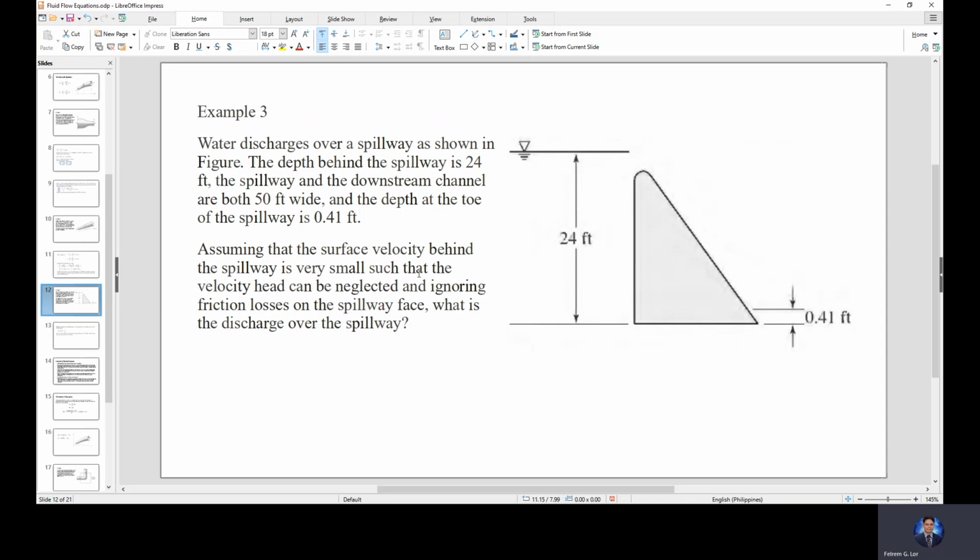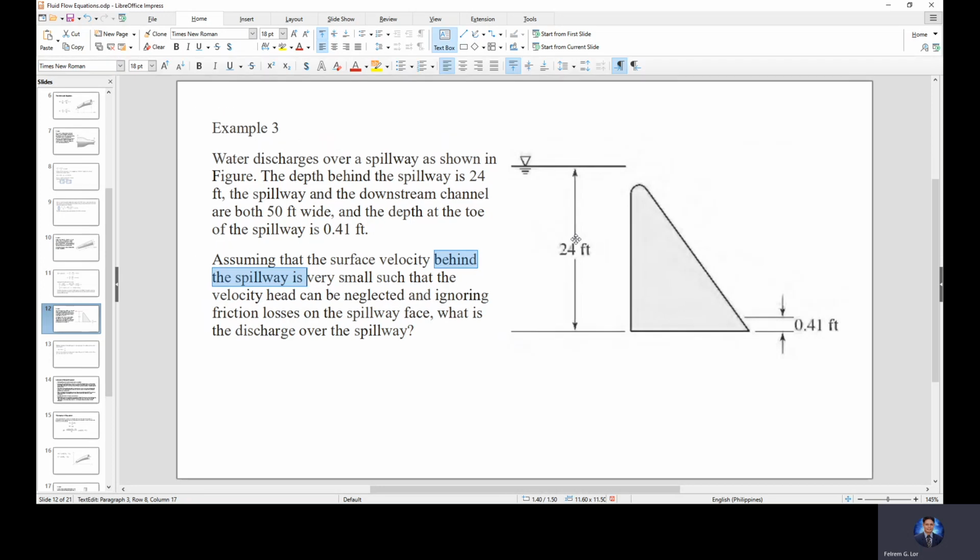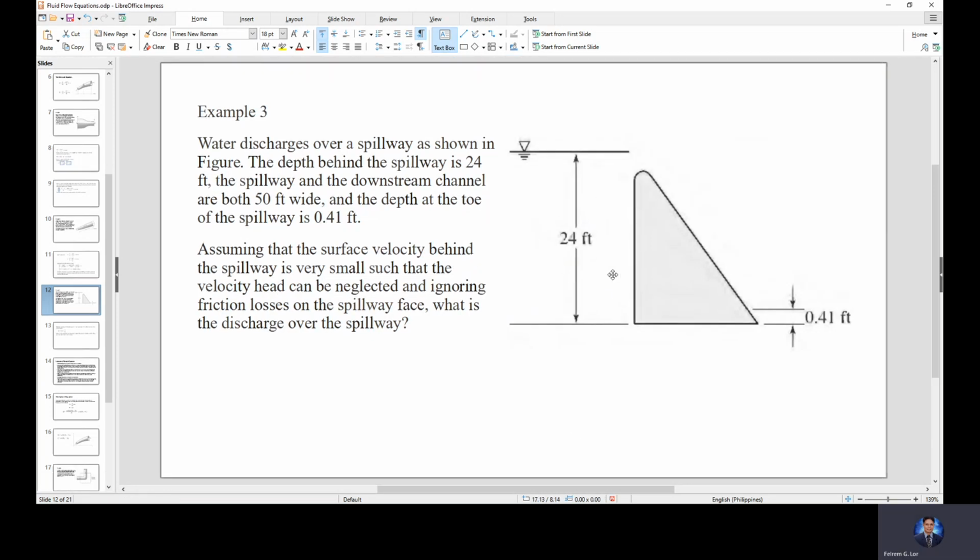I think I made a mistake earlier in interpreting the problem. What it means is that the depth behind the spillway is the 24 feet. At this point the velocity is very small, and the 0.41 is at the front of the spillway. So we can neglect the velocity behind the spillway, so our assumption is correct there.